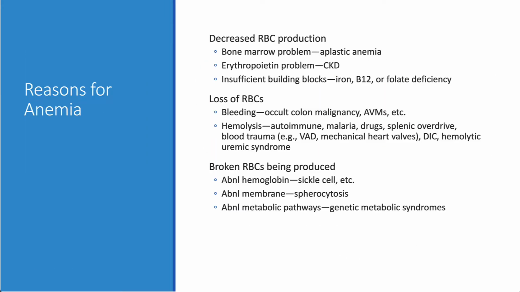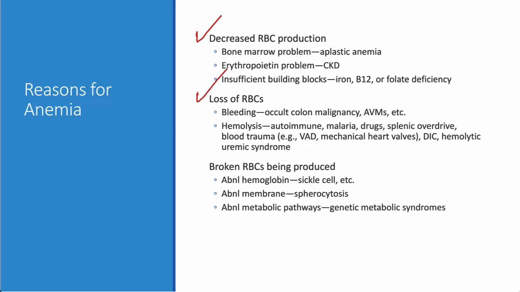So there are 3 reasons that you can have anemia. You can have a decrease in red blood cell production. Maybe we don't have enough iron. Maybe there's a problem with the bone marrow, right? There are different reasons that you can have decreased red blood cell production. There may be an increased red blood cell loss, and that's the second thing. Loss of red blood cells.